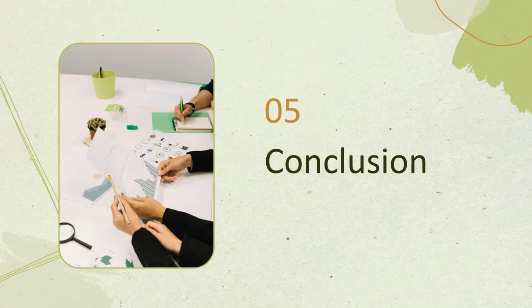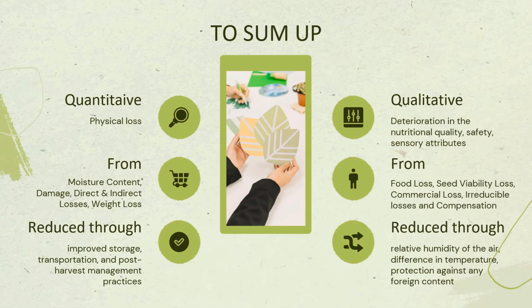Conclusion. In conclusion, the assessment of both quantitative and qualitative losses in food commodities is crucial for ensuring food security, sustainability, and economic viability in the agricultural sector. Quantitative losses, which refer to the physical loss of food due to factors like moisture content, damage, direct and indirect losses, weight loss, have significant implications for food availability and affordability.